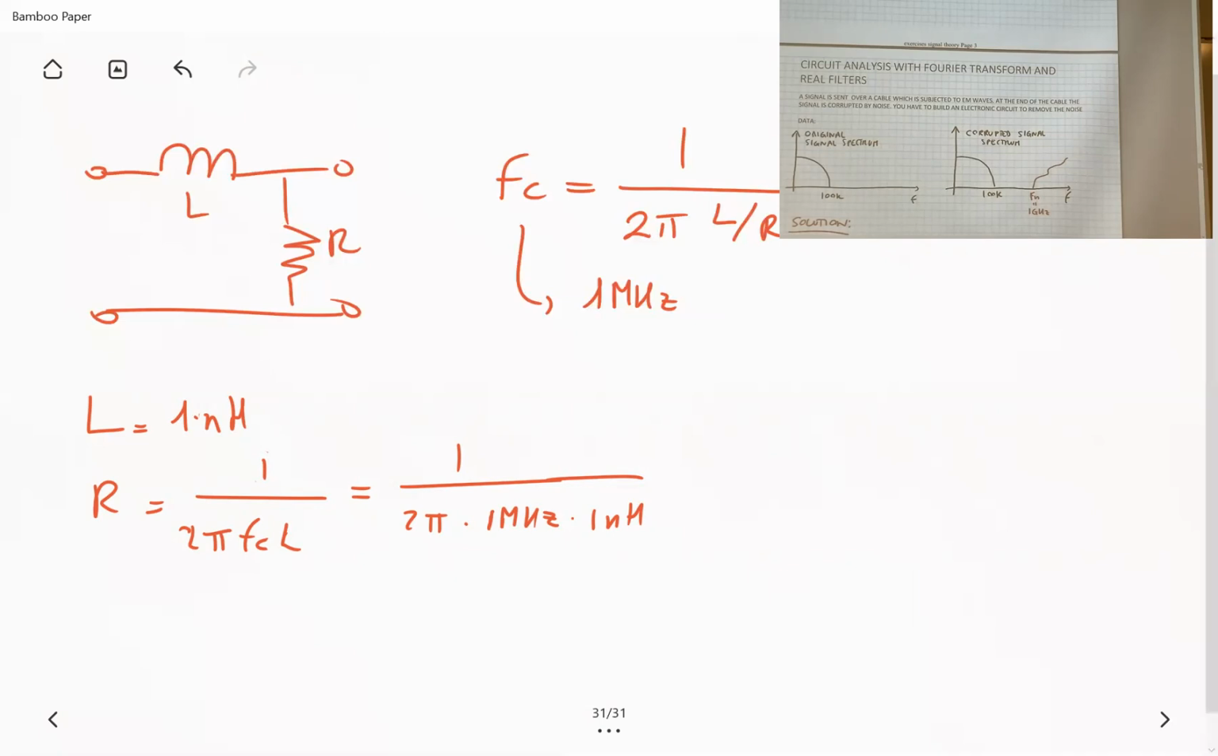So nano times mega is equal to milli. 1 divided by milli is kilo. 1 divided by 6.28 is about 1 divided by 6, and 1 divided by 6 is 0.16. You see, in the end it comes out all the time with the same number, so you will remember it in some way also. 0.16 kilo, so it means 160 ohm. That's it.